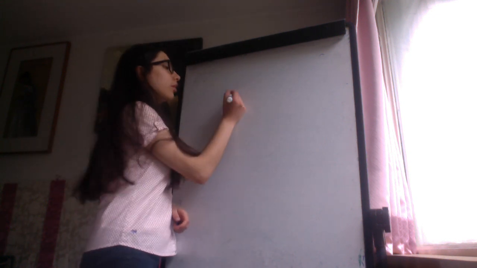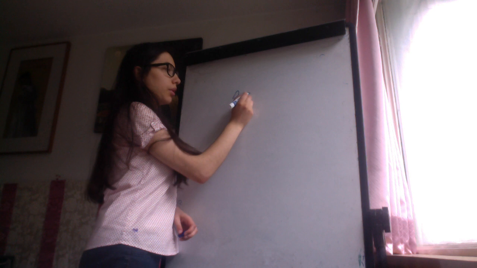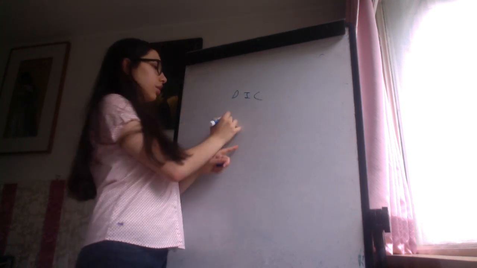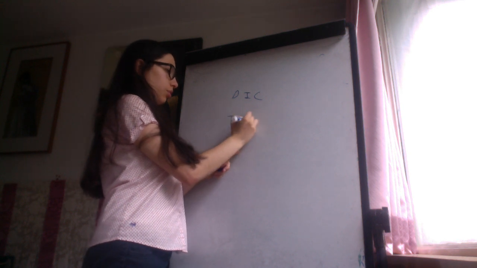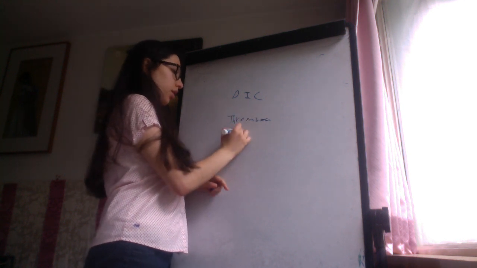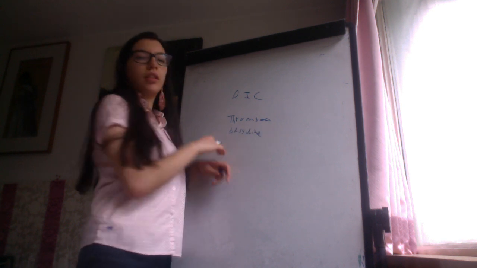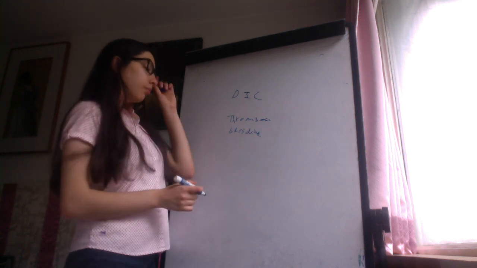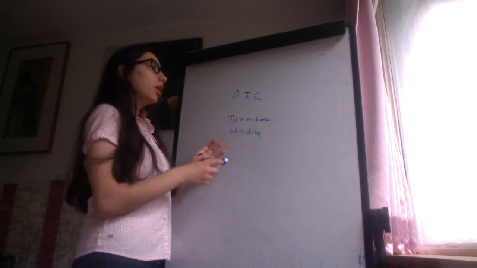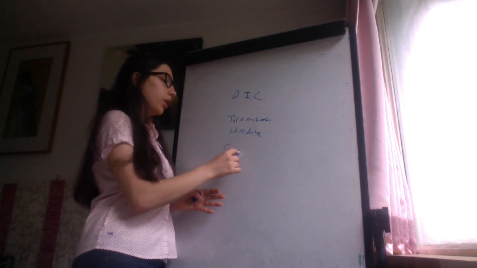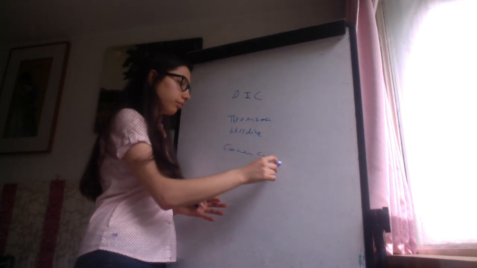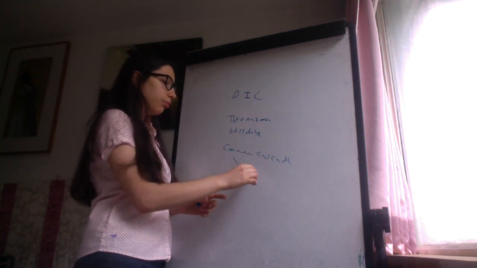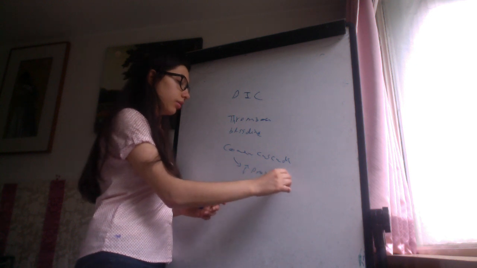Now we're going to see the disease disseminated intravascular coagulation. Disseminated intravascular coagulation is thrombosis and bleeding. Usually we see it as bleeding, as an emergency of bleeding, but we could also see thrombosis. So the pathogenesis is that something activates the coagulation cascade, and this activation leads to production of thrombi.